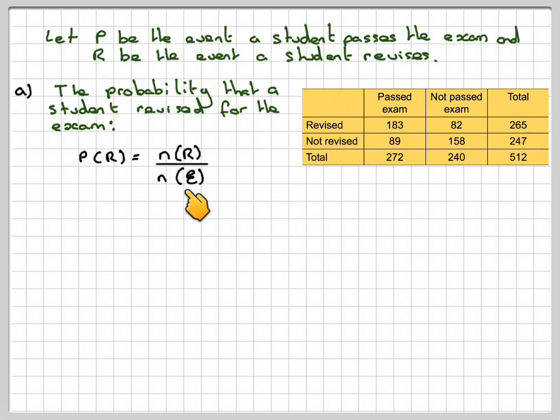So the probability of revising for the exam is the number in R divided by the number in the universal set. This is the number in R. The number in the universal set is 512. So that will be 265 divided by 512.